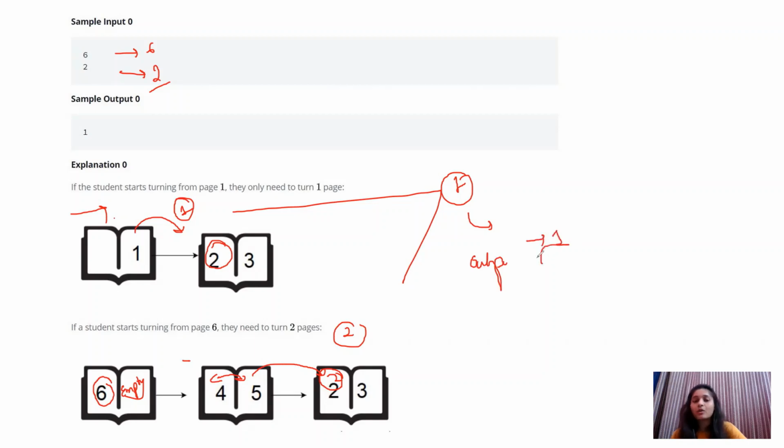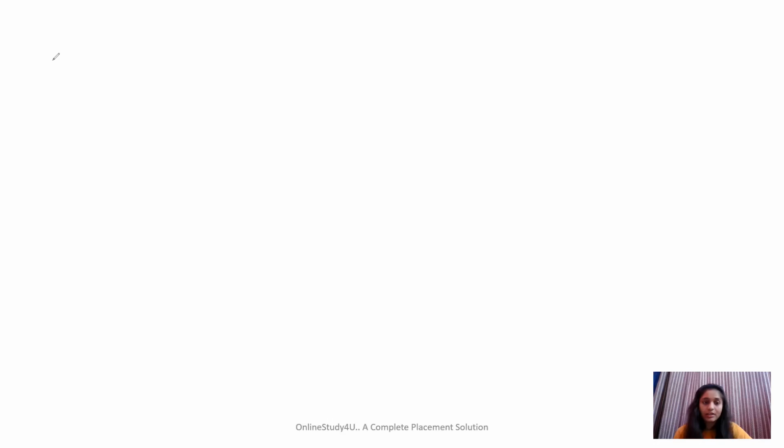So I hope you are getting a little bit of an idea how we can solve this question. Let's develop the logic of this. Let's discuss the logic part. So now let's assume that the total number of pages of the book is 7 and the page we want to reach is 3. So let's make the book for that.